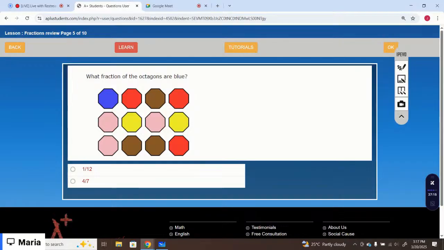What fraction of the octagons are blue? One out of 12 octagons are blue. Option number 1 is the correct option.